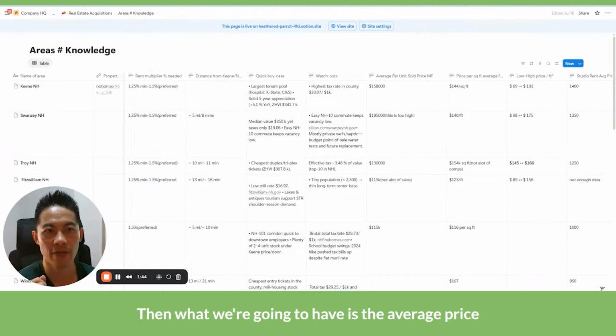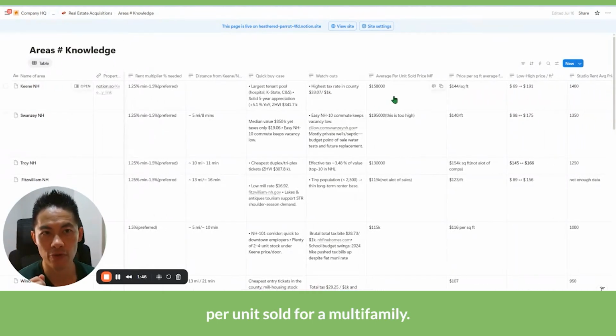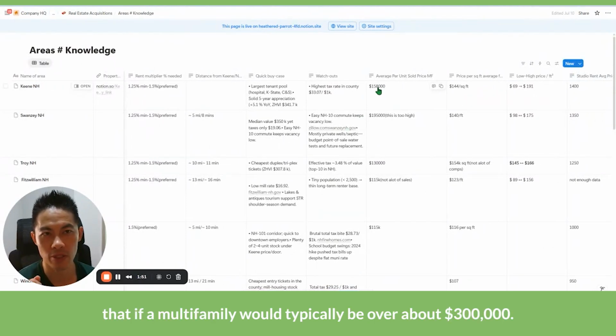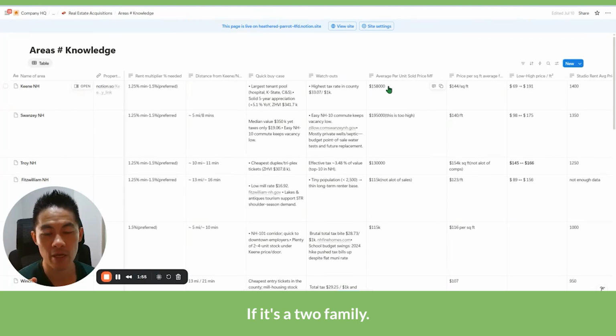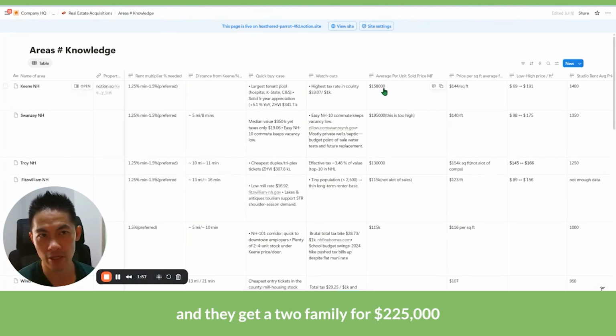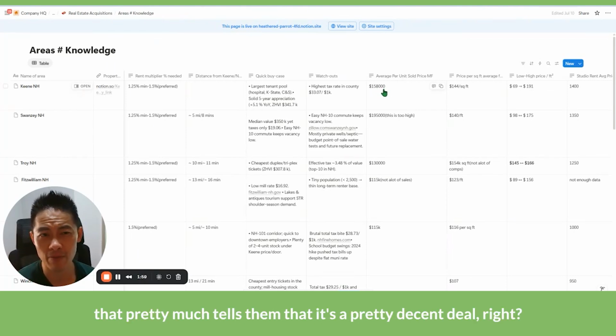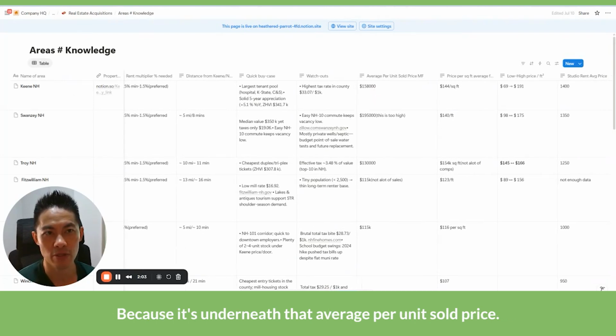Then we're going to have the average price per unit sold for a multifamily. So you're going to see that a multifamily would typically be over about $300,000 if it's a two-family. And if they get a deal and they get a two-family for $225,000, that pretty much tells them it's a pretty decent deal, right? Because it's underneath that average per unit sold price.